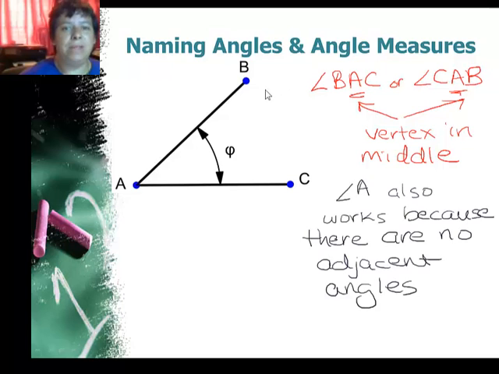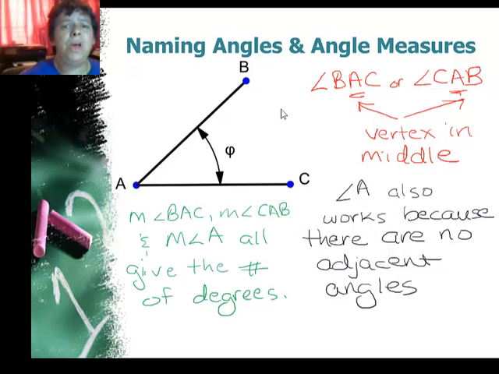There's also another way to name an angle, and that's just with the vertex and no other letters. You can only do that when there are no adjacent angles. So in this case, since this is the only angle on the screen, I can shorten it and just call it angle A. Now, when we're talking about angle measures, we're talking about the number of degrees in the angle or the size of the angle. So when we want to talk about those things, we just put a little m in front of the angle name. So measure of angle BAC, measure of angle CAB, and measure of angle A all give the number of degrees for this angle.